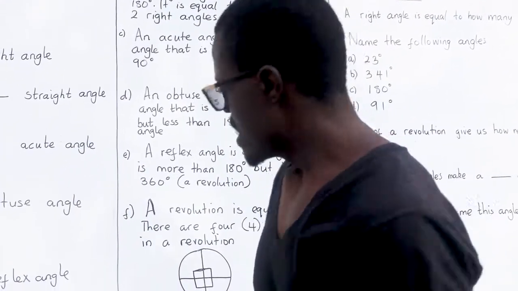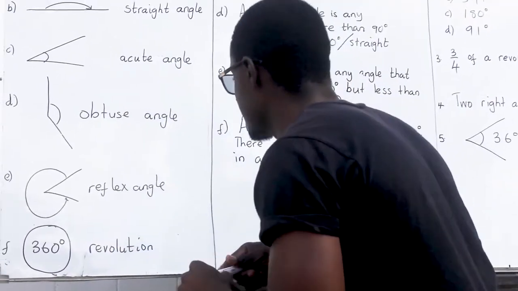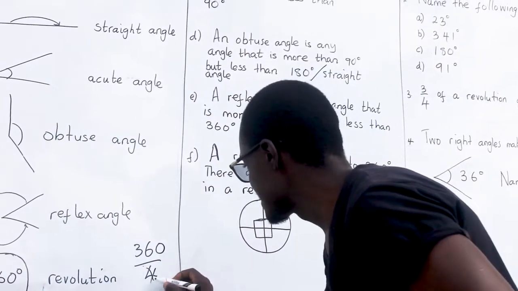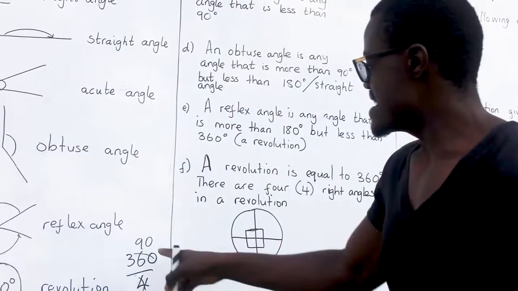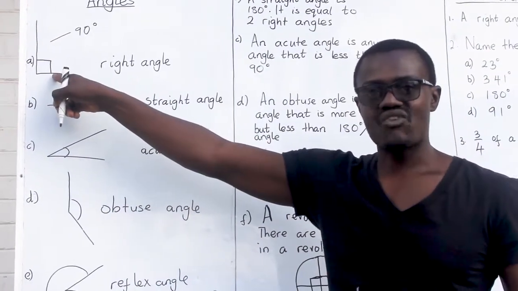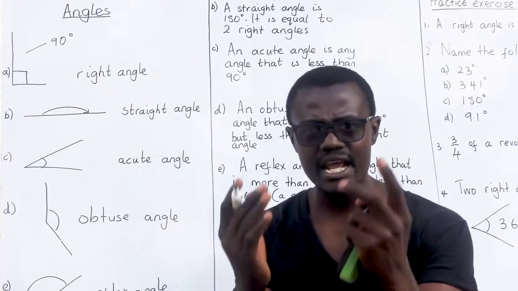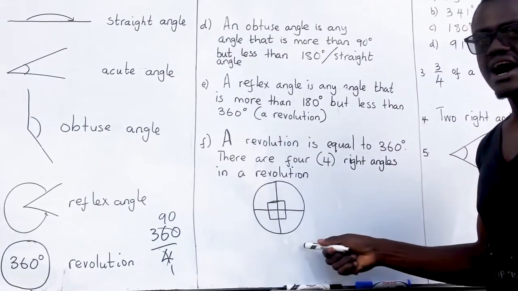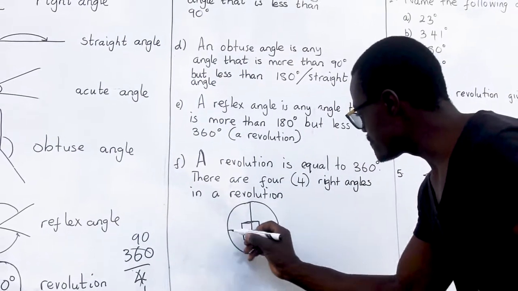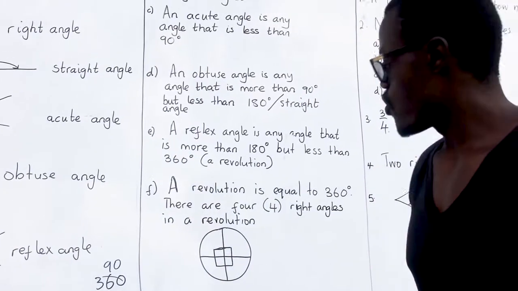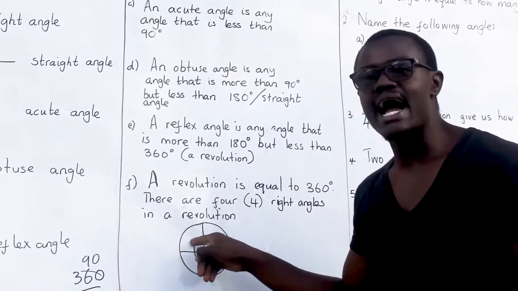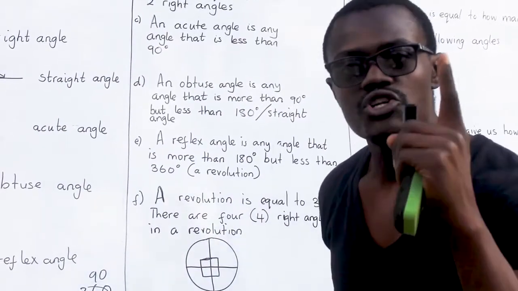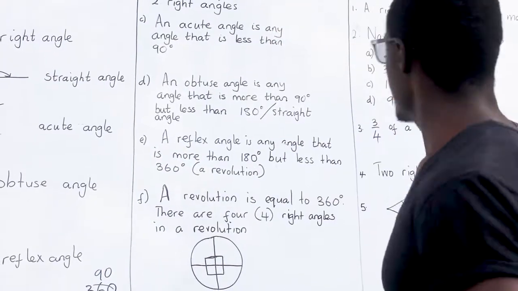For us to have what is called a revolution, we need 4 right angles. Why am I saying so? If we divide 360 by 4, we get 90. 90 is equal to 1 right angle. So 90 multiplied by 4 gives us 360. For instance, this is our revolution. I have divided the revolution into 4 equal quarters. Each quarter is made up of 90 degrees, meaning the whole revolution is equal to 4 right angles.